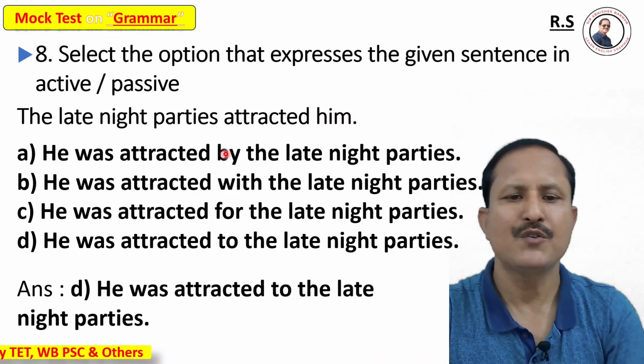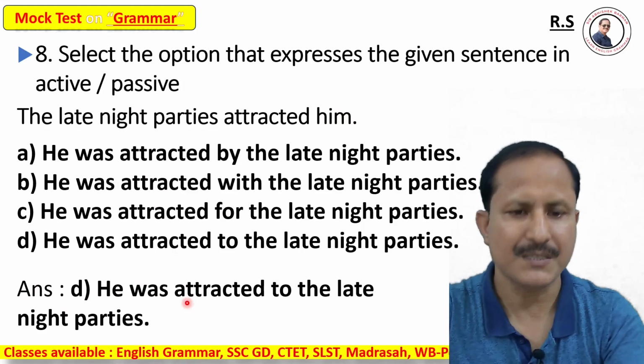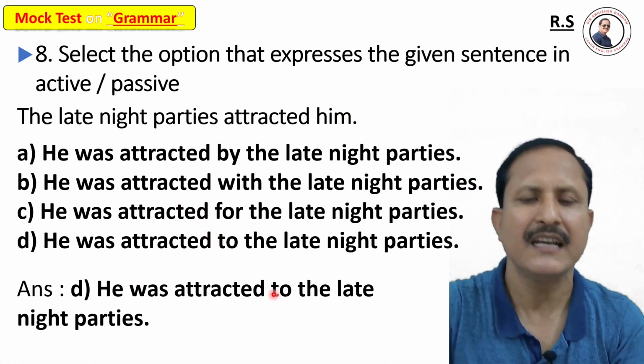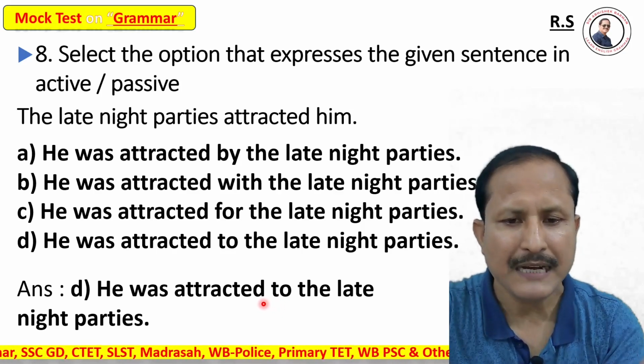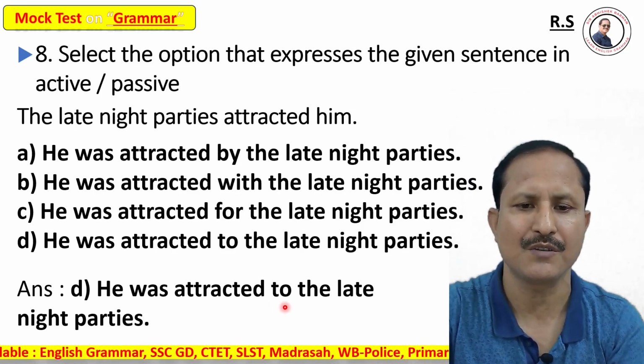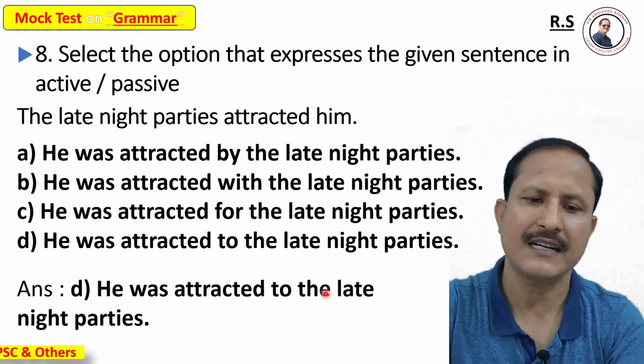"He" should be transformed into the subject. "He was", past form, then the third form of the verb, attracted. Here the verb attracted is definitely followed by "to". Okay, and that "to" is the correct answer.